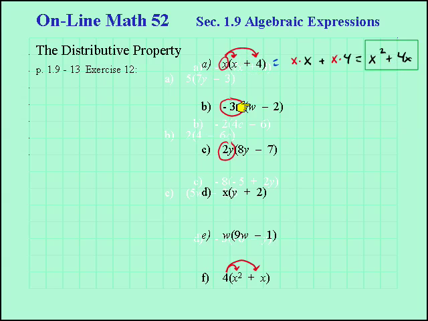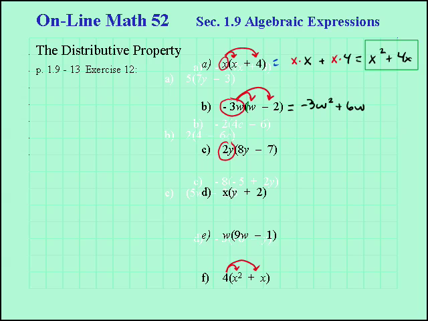Negative 3w times w. If we needed to, we could write this here as a 1w. If that's helpful, it might not be helpful. Maybe it gets in the way. I don't know. Negative 3w times 1w is a negative 3w squared. But then, negative 3w times negative 2, well, I think that's a positive 6. Positive 6w. Yep, it is.